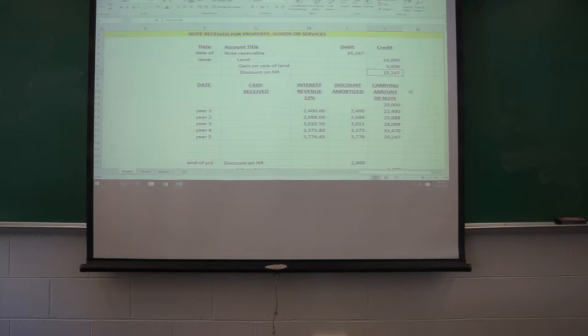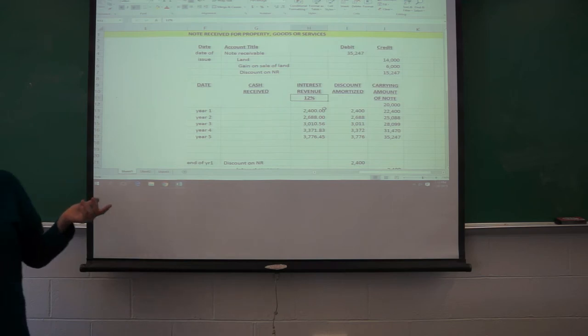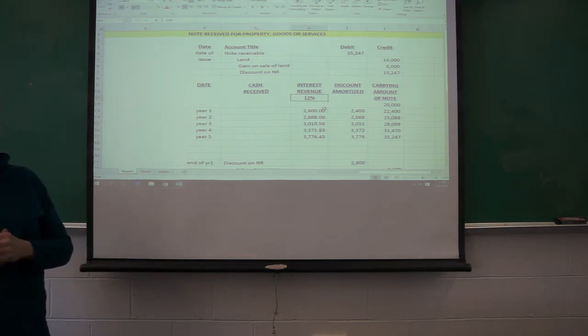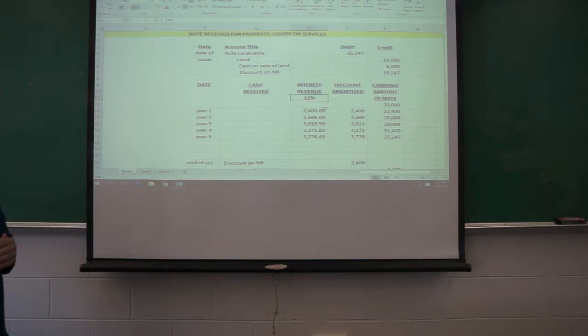Now, on this one, the carrying value of the note is going to start off at the fair value, the 14 plus the 6, the 20,000, the fair value of the land. Going to the tables, you can compute that the interest rate must be 12%. And actually, on the exams, I'm not going to make you do that. I will give you the interest rate, but it's good to know how to do it if you need to. But just to be a little reassuring there.